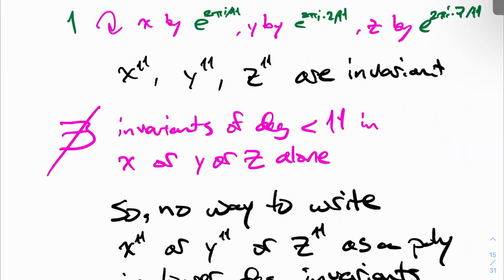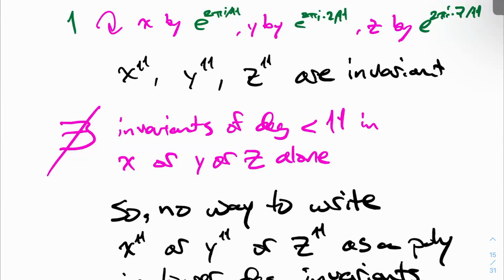Okay. So if we do this, then the 11th powers are certainly invariant because the 11th roots of unity wash out. But there are no invariants of degree less than 11 that are polynomials in X or Y or Z alone, because every non-trivial 11th root of unity is a primitive 11th root of unity. So, a power of X or Y, when you hit it with the generator, is going to be multiplied by that power of the root of unity, and it's not unity unless that power is a multiple of 11.